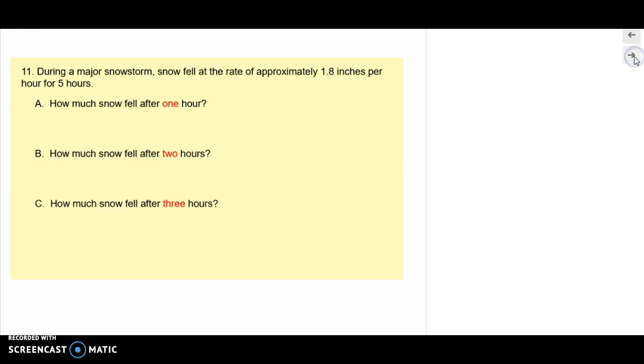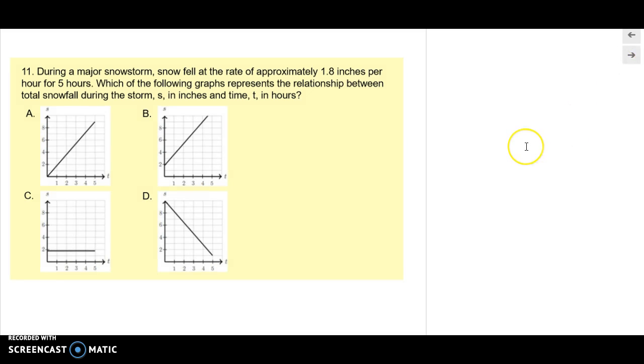So let's use rate of change to help us solve some problems. So this one here, during a major snowstorm, snow fell at a rate of approximately 1.8 inches per hour for 5 hours. So we're starting off, and this might give it away, that when we start measuring, there's actually no snow on the ground at all. Which of the following graphs represents the relationship between total snowfall during the storm in inches and time?